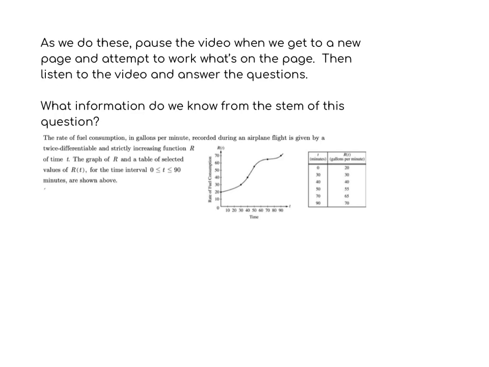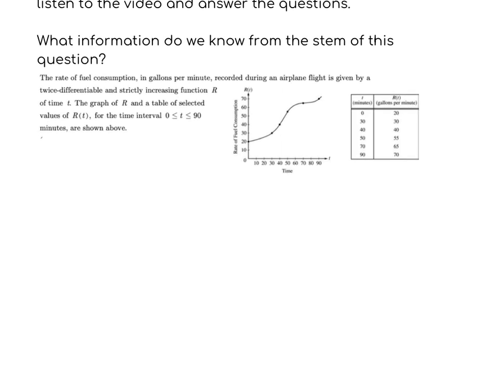So my first goal is to figure out, okay, from the stem of the question, which is just the kind of basic information without any actual ABCD questions, what can I figure out? So that's what I'm going to do here. Again, feel free to take a moment and process that yourself, but I'm going to go ahead and get it going. Rate of fuel consumption, that's in gallons per minute, is given by the twice differentiable function.